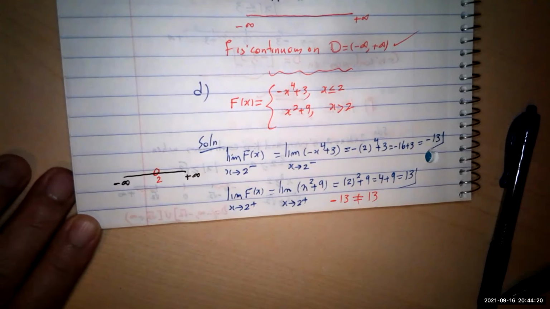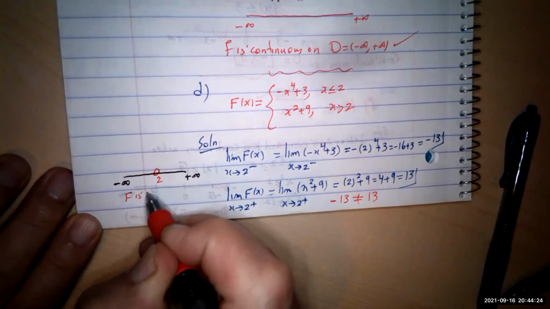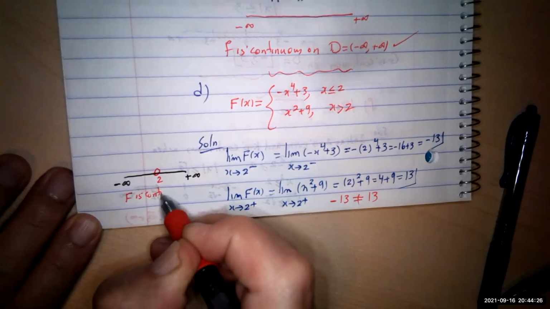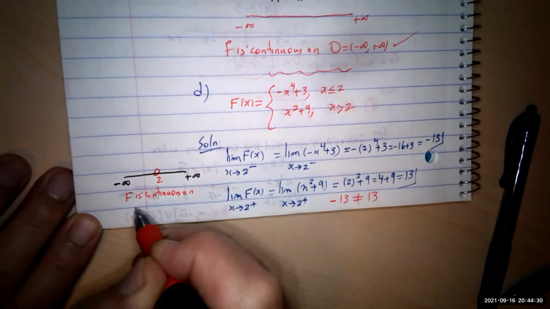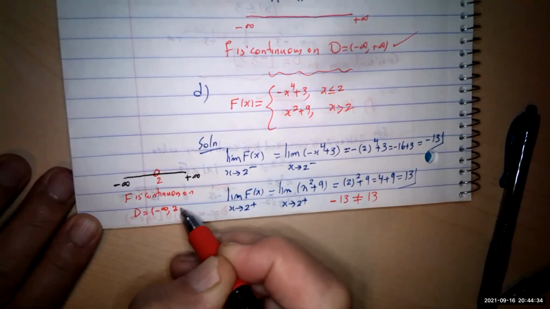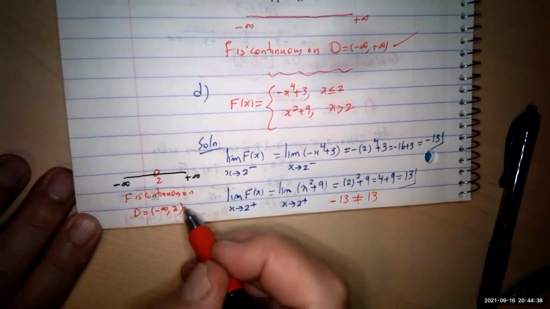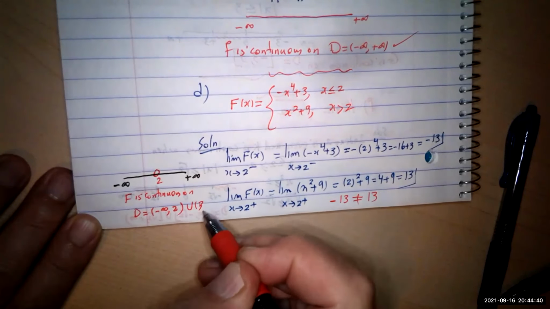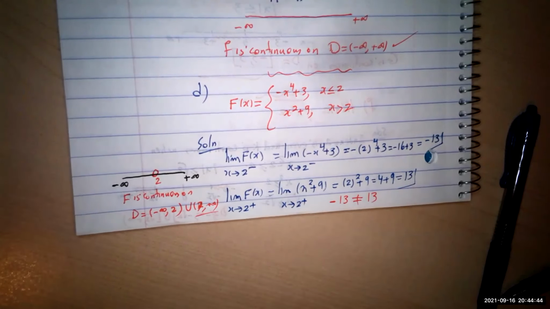So the function is going to be continuous on what? F is going to be continuous on this domain: negative infinity to 2. Remember, you remove it, so it's parentheses. Union with 2 to positive infinity. That would be the domain of the continuity.